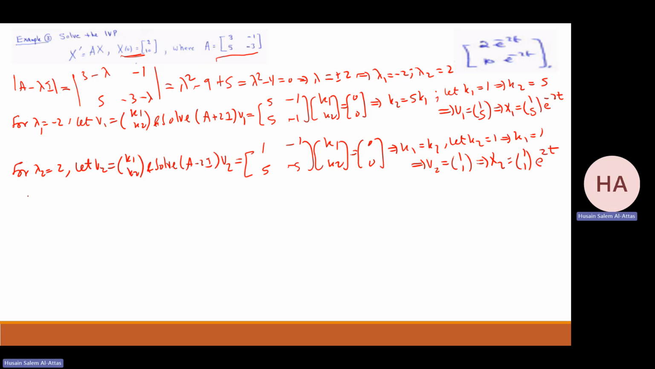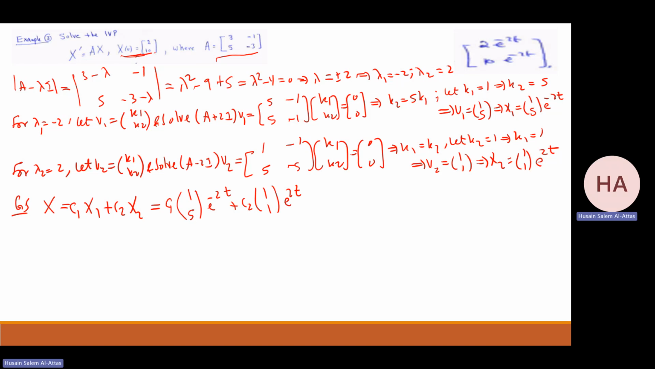Okay. Now, what I will have, my general solution X will be C1 X1 plus C2 X2. And that is equal to what? C1 times 1, 5, e to the minus 2t, plus C2 times 1, 1, e to the 2t.